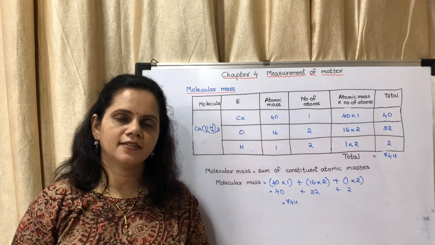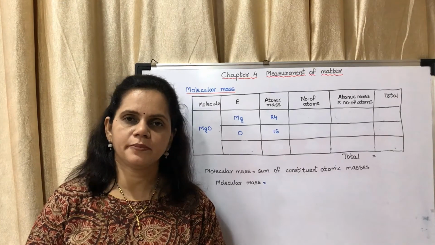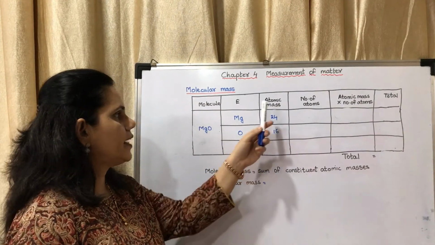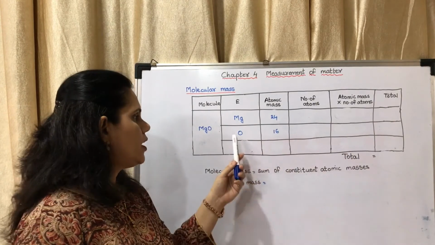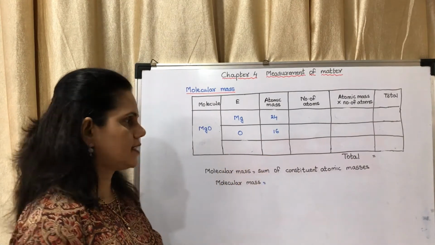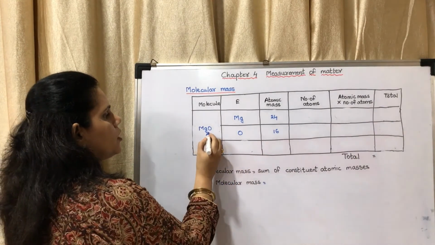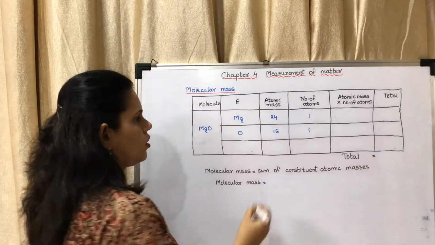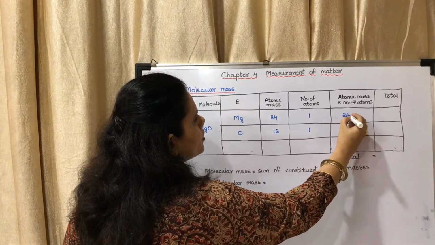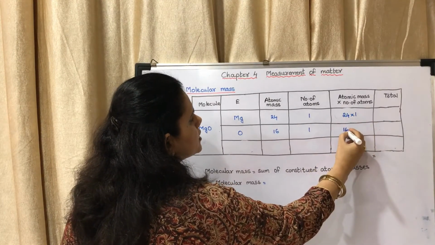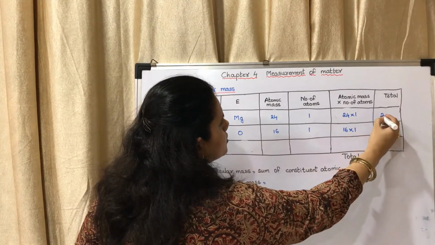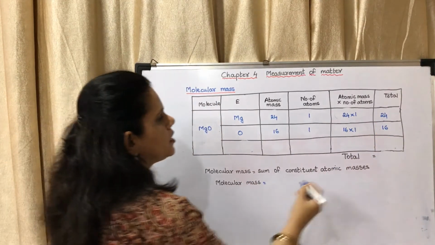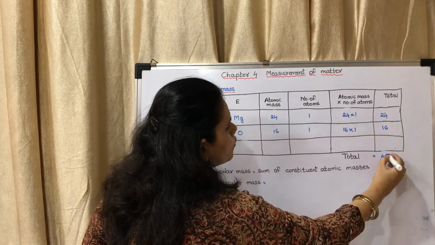You may copy. Now the next is magnesium oxide. Magnesium and oxygen. The atomic mass of magnesium is 24. Atomic mass of oxygen is 16. How many atoms? There are only 1 atom each. 1 atom of magnesium, 1 atom of oxygen. So 24 into 1 and 16 into 1. This you will get as 24. This you will get as 16. So the total will come to 40.